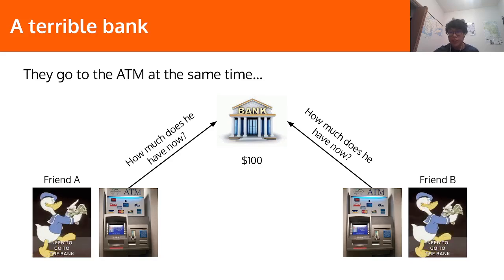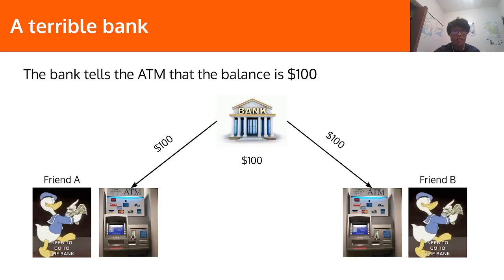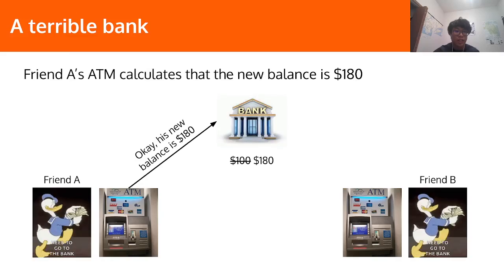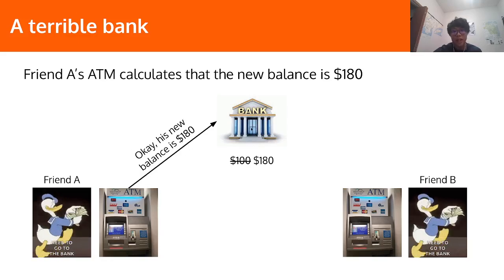Imagine if both friends went to the ATM at the same time, and the ATM asked the bank, think of it as like a server, right? They ask, what is the balance in this guy's bank account right now? And the bank tells them both that the bank account is $100. So the ATM at friend A calculates that the new balance is $180, right? Because the bank told him it's 100, we add 80 and you get $180. So friend A updates the bank server, telling it the new balance is $180.